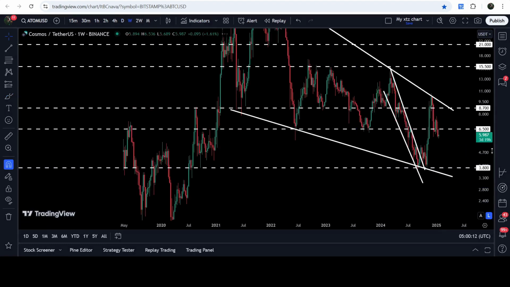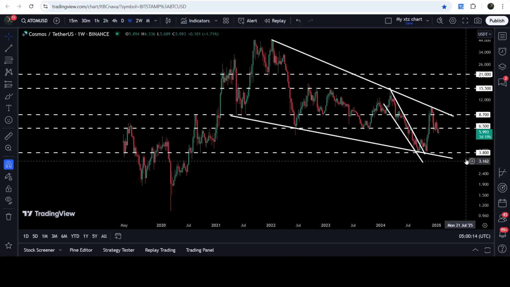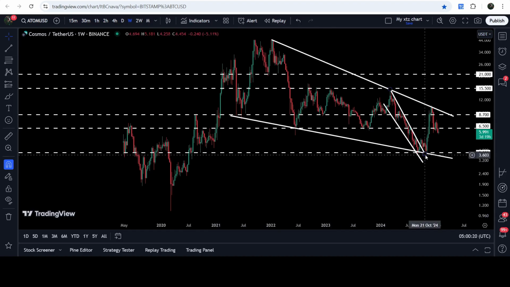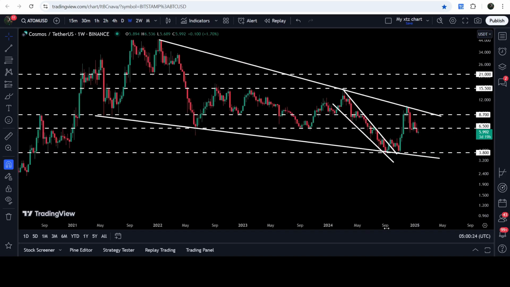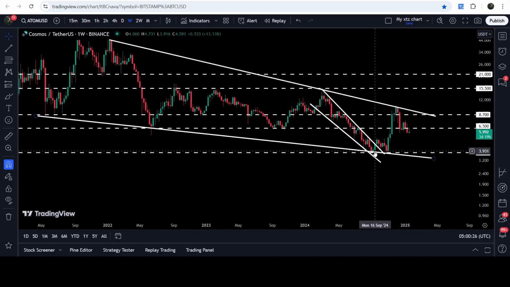If we take a look at the weekly time frame chart, then you can see that this $3.80 has previously worked as a very strong support here in the month of September 2020. And now again, it worked as a very nice support. In fact, the price formed a double bottom at this support, along with this support of the bigger falling wedge pattern as well. The technical target for the breakout from this wedge is, by the way, here at the top of the wedge, approximately at $15.